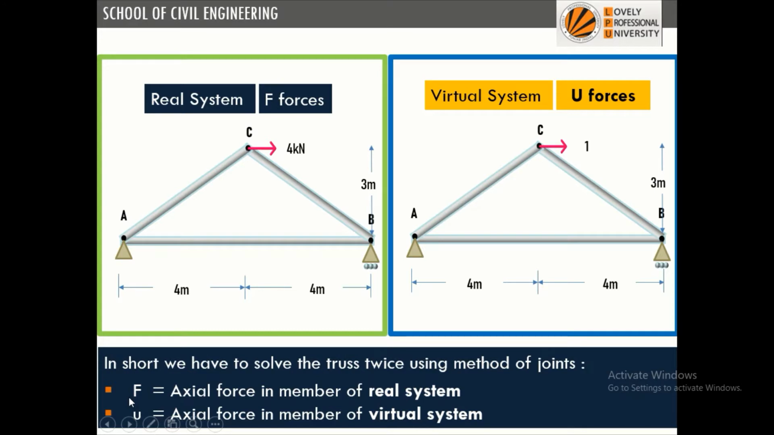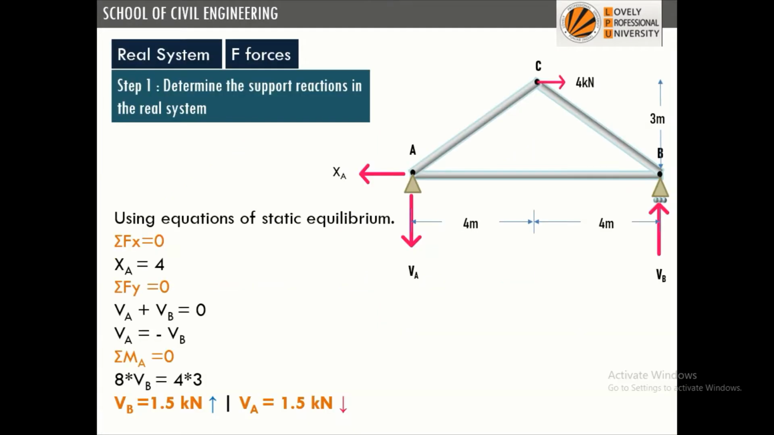We have to solve the truss twice using the method of joints. First we have to calculate the real forces, then we have to calculate the virtual forces. So step 1 is to calculate the reactions. This is the given real system, so we will use equations of equilibrium to calculate the reactions.